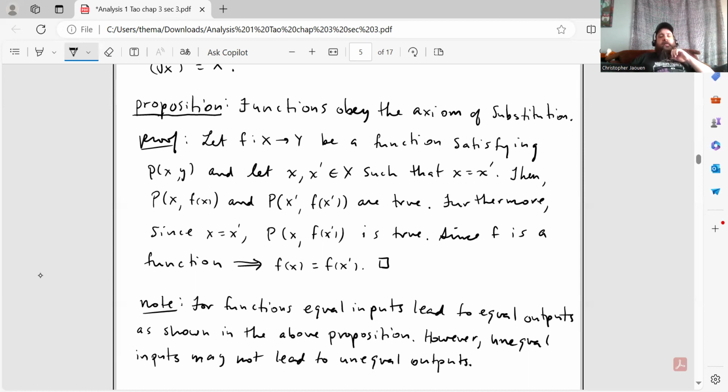So functions obey the axiom of substitution. Right, here's my proof. Let f from X to Y be a function satisfying P of x, y, and let x, x prime be elements of the domain X, such that x equals x prime. Then P of x, f of x and P of x prime, f of x prime are true by the way I defined the function. Furthermore, since x equals x prime, P of x, f of x prime is true. And since f is a function, that means that f of x has to equal f of x prime, and that shows that the notion of function is well defined.